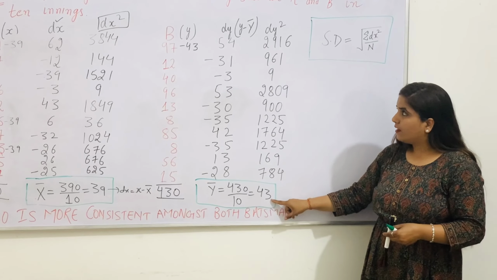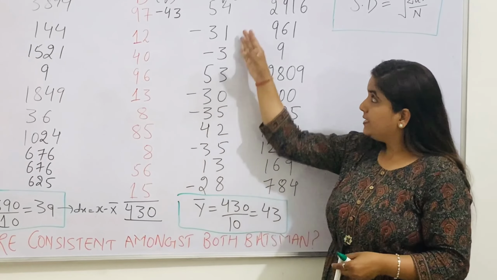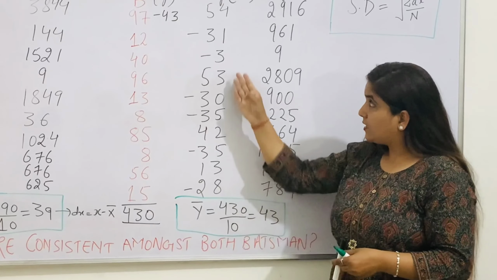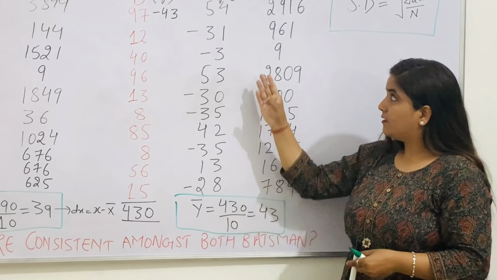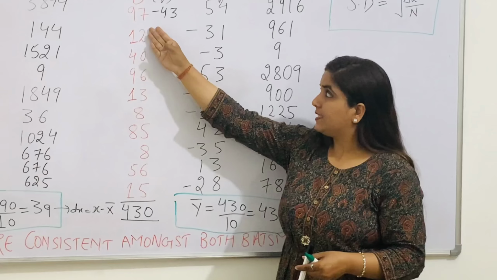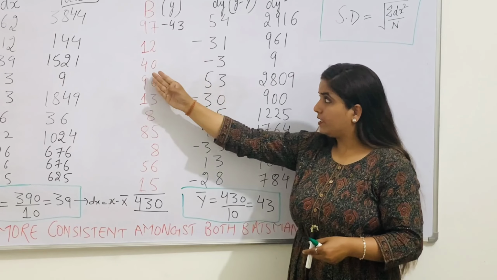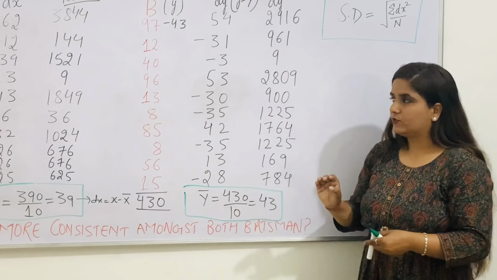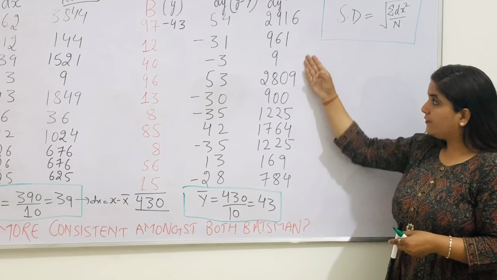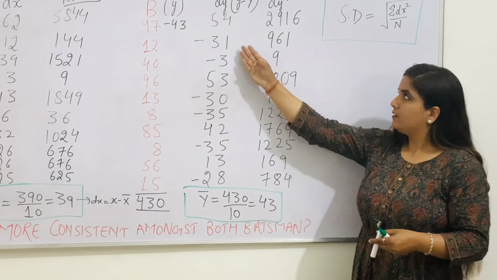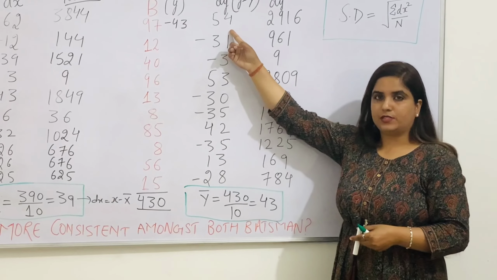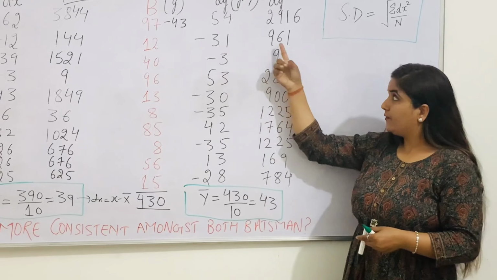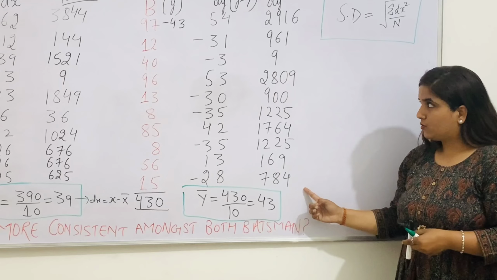43 will be subtracted from all the values. These are the answers which I have already solved. Obviously, these are the values which we have got after subtraction: 97 minus 43, 12 minus 43, 40 minus 43, and so on, as we have done for the values of x. So these are dy square, very easy. You will just square these terms: 54 into 54, 2916, 31 into 31, 961, and so on.